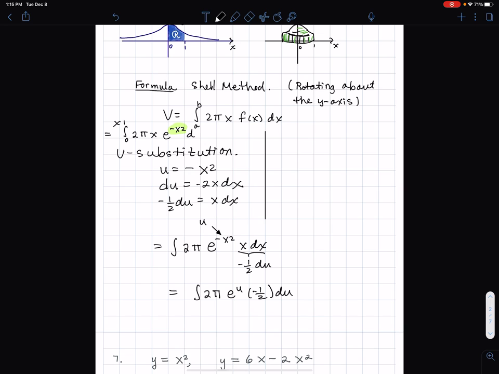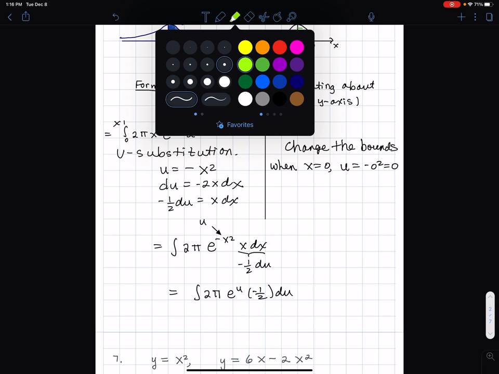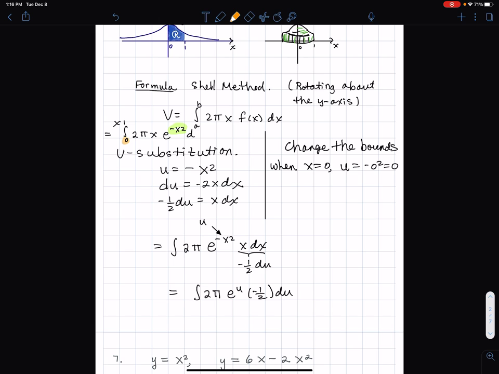Okay, so let's change the bounds. When x equals 0, u equals negative 0 squared, so u is a function of x. The lower bound is 0, and the upper bound is 1. When x is 0, u equals negative 0 squared, which is 0. When x is 1, u equals negative 1 squared, where we follow the order of operations, taking the exponent first. So we want to make sure we do that.